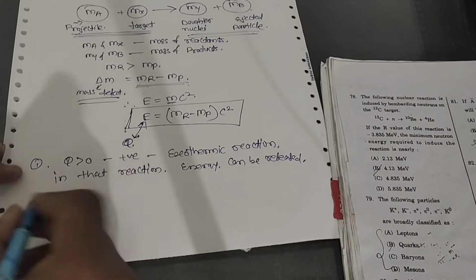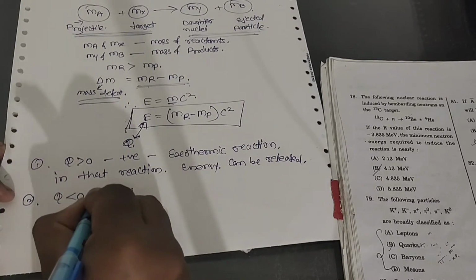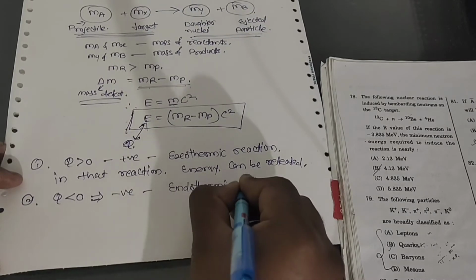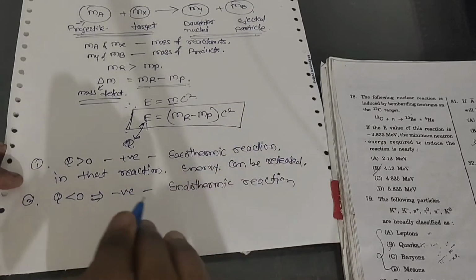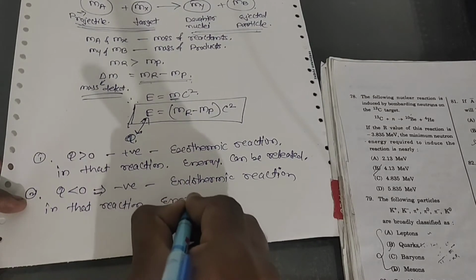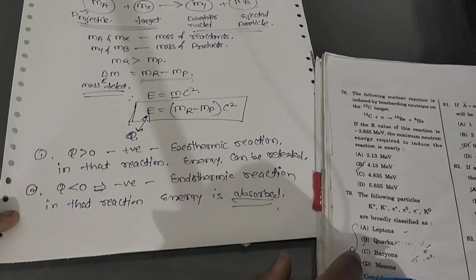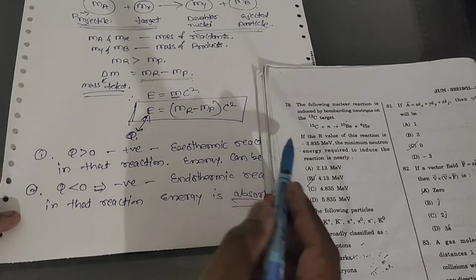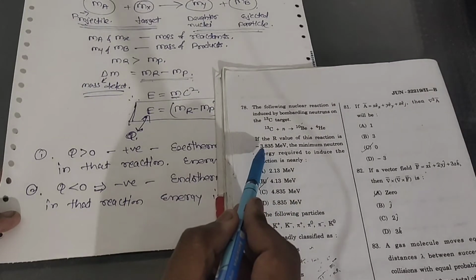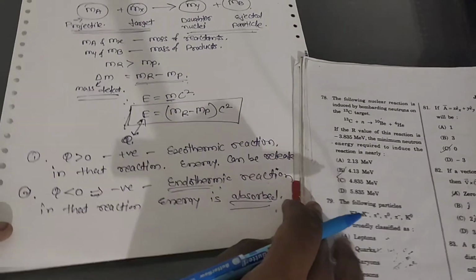The alternate one is condition number 2: if Q is less than 0, meaning it is negative, the process is called an endothermic process or endothermic reaction, and in that reaction energy is absorbed. In our question, you can see the value is minus 3.835. This value is nothing but our Q value in this example, given in negative. So here we use the endothermic reaction for this example.